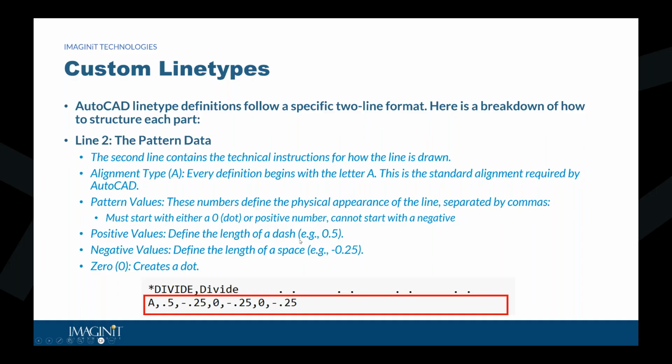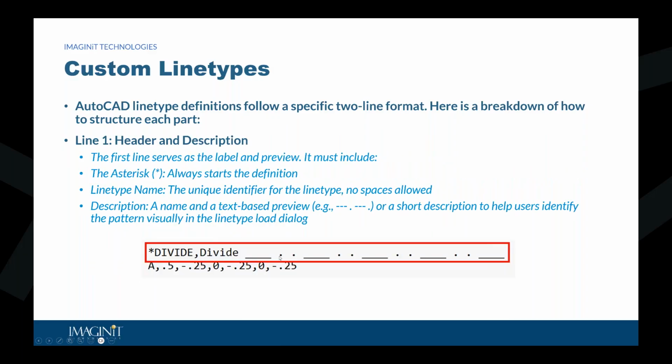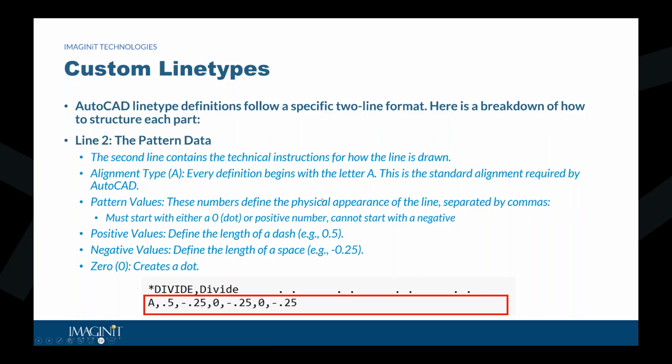And then positive values define the length of the line segment, i.e., 0.05. And then a negative value defines the length of a space in a line type. So anything that's negative will be a gap, and anytime you have a 0, it creates a dot. So in this particular case, this line type is a dash of 0.5, a space of 0.25, a dot, a space of 0.25, a dot, and then a space of 0.25. So it looks like this: a line, a space, a dot, a space, a dot, and then the line type repeats. Pretty easy to understand.